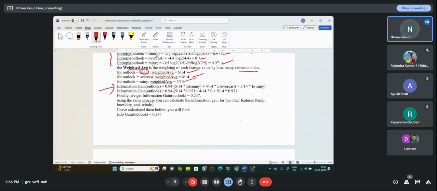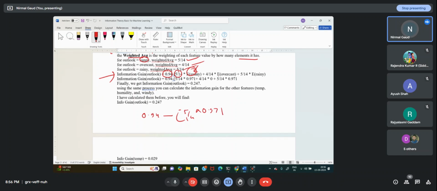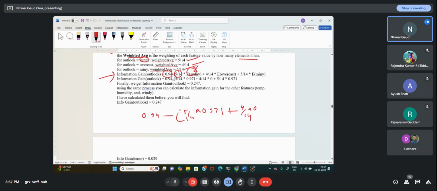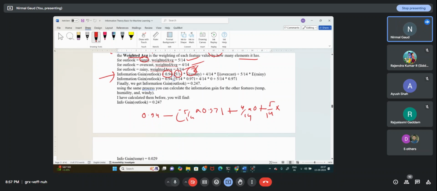And then according to the formula for information gain, entropy of the source, that is 0.94, minus the weighted average multiplied by the entropy of each. So the weighted average of sunny is 5 by 14, into entropy of sunny, which we just calculated as 0.971, plus weighted average of overcast multiplied by entropy of overcast, that is 0, plus weighted average of rainy, 5 by 14, multiplied by entropy of rainy, which is 0.971. So do that, and this will give you the information gain, that is 0.247. This is the information gain.